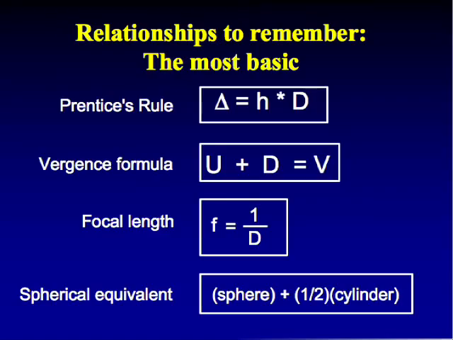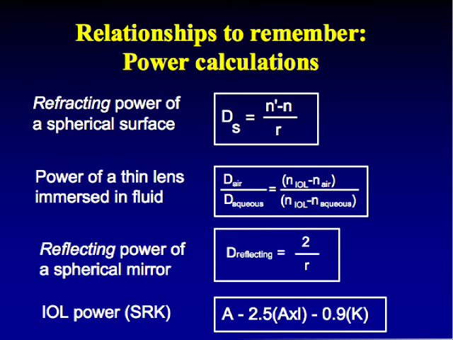So here are those formulas again. Remember the most basic formulas: Prentice's rule, the Vergence formula, U plus D equals V, you kind of know that. Focal length is the reciprocal of the power. You see, by using them and applying them, they become more useful to you. Spherical equivalent is sort of trivial. And then the power calculations, yeah, that's a little bit more complicated.